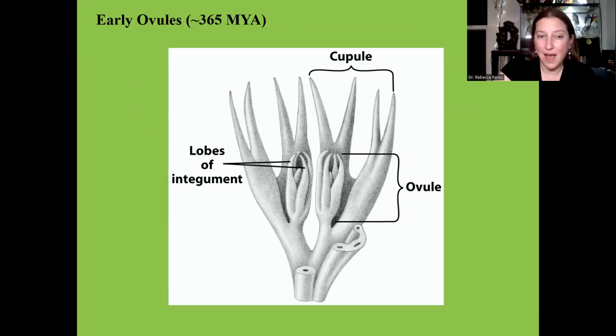That's why I used orange on this, because you see here lobes of integument. Each of these little finger-like things are basically what will become the integument, but it's not completely closed 365 million years ago.